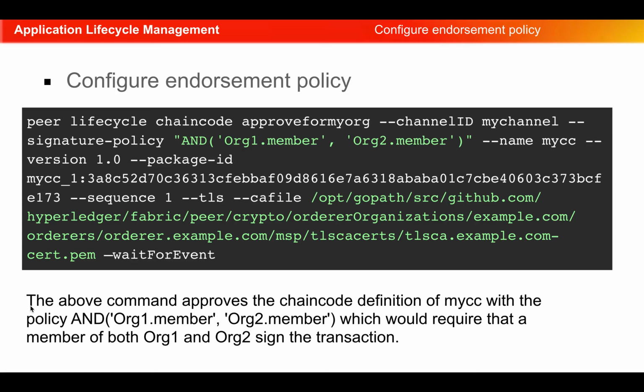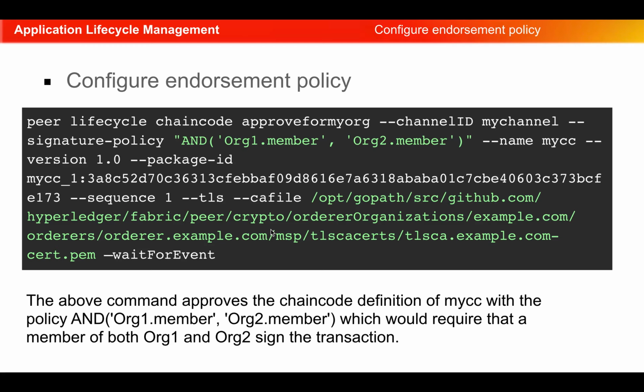So this command means it approves the chaincode definition of mycc with the policy which is defined here, and which could require that both members of organization 1 and organization 2 should sign the transaction. Why are both of these members needed? It's because we are mentioning the expression as AND.